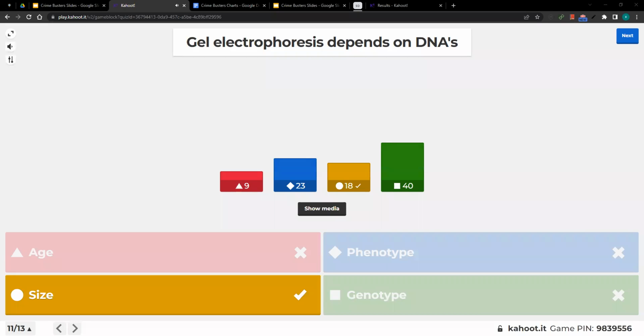Oh, so this seemed like a pretty tough question. As I said before, the size is what dictates how far DNA will travel within the gel. Ian, you can just say your question right now. Basically, if the DNA particle is big, then that piece of DNA will travel even farther. Okay, Ian, you can say your question right now.